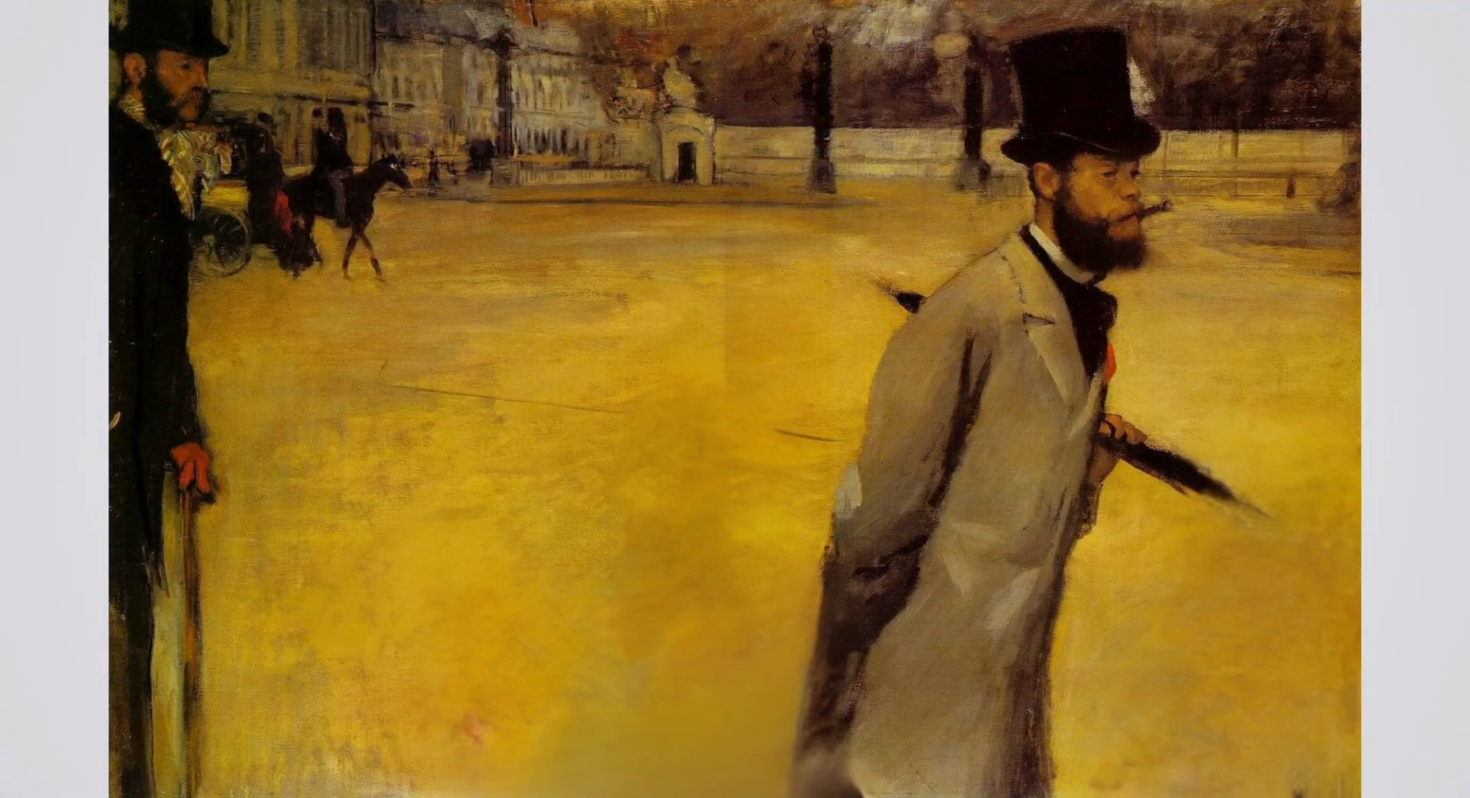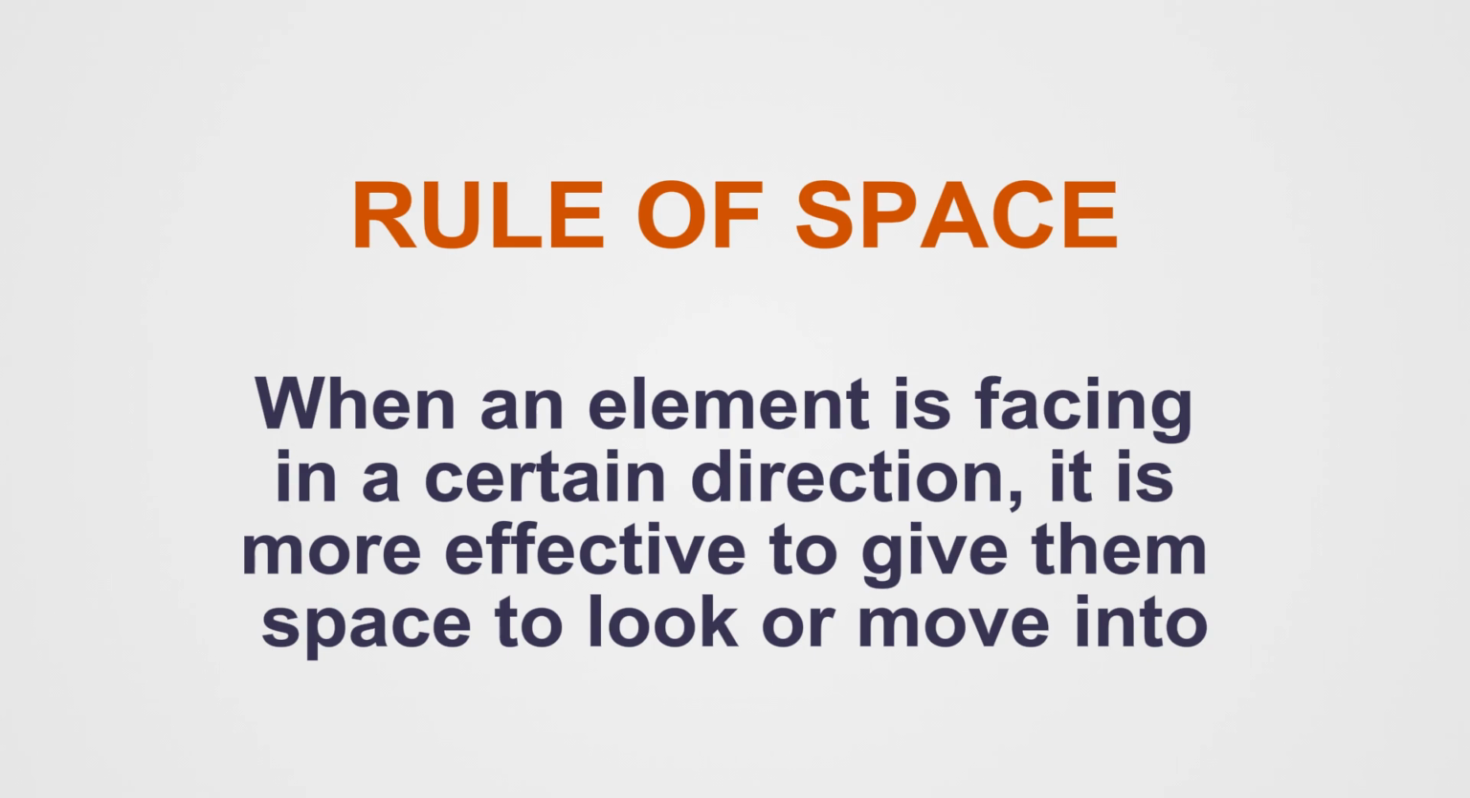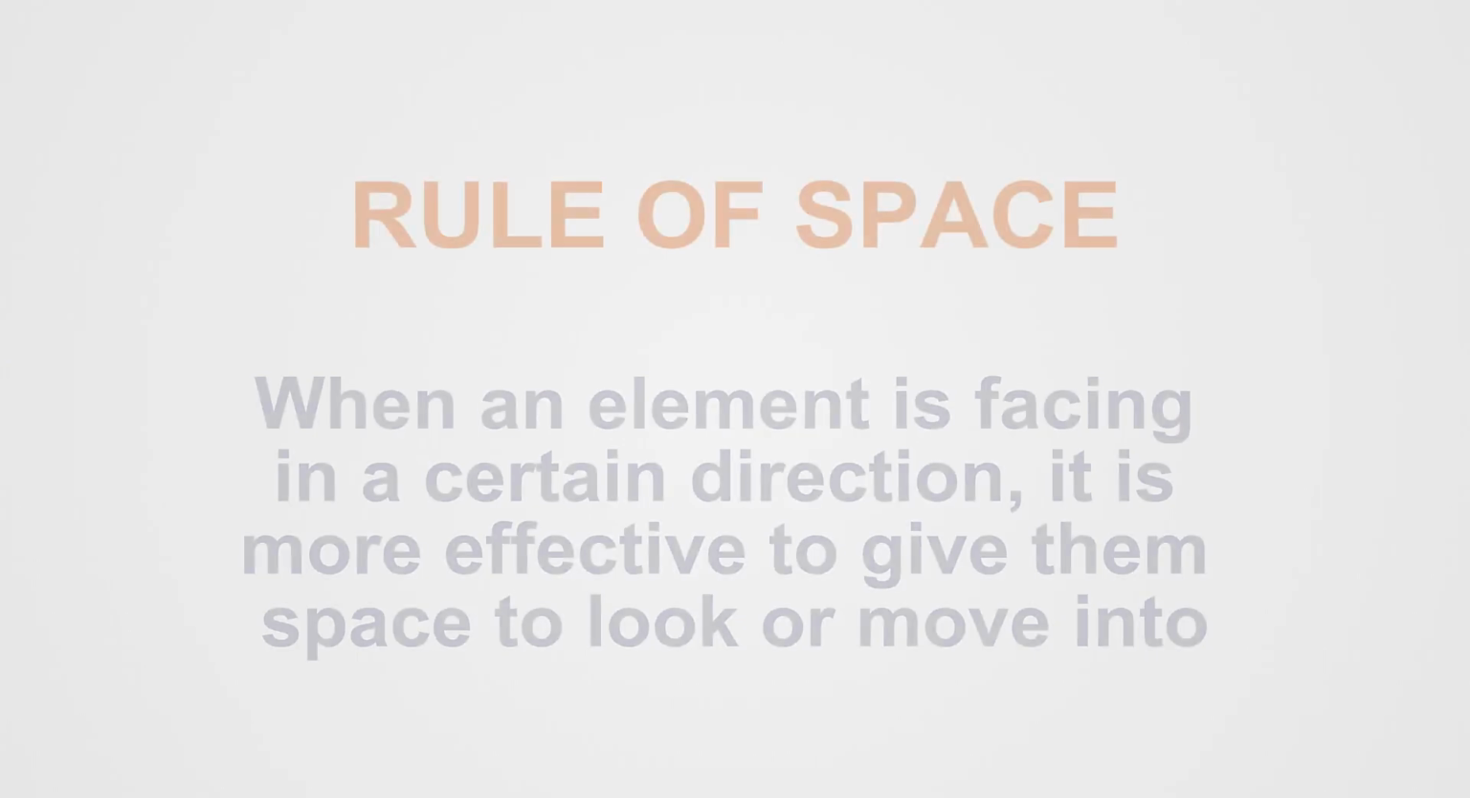Let's see what happens if we remove those smaller figures. The composition suddenly falls flat. Our eye follows the main figure's gaze right out of the painting and doesn't come back. This leads us to the rule of space. When an element in a painting, such as a person, animal, or object, is facing in a certain direction, it's more effective to give them space to look or move into. That way your viewer's eye will be guided into, not out of, the composition.